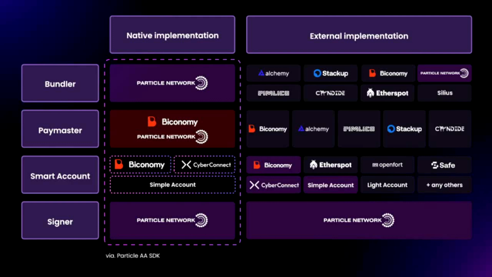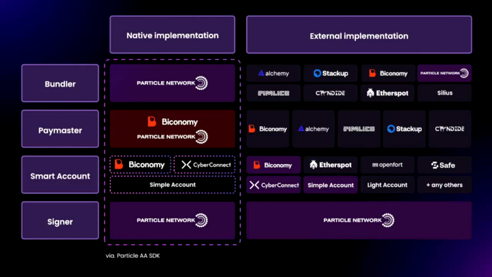This is basically a rundown of our account abstraction stack. Pretty simple. We have this idea of a native implementation and an external implementation, in which if you use a native implementation with our SDKs, then you use our in-house bundler, either Biconomy or our in-house paymaster, one of those 3 different smart accounts, as well as, of course, the signer being our Wallet-as-a-Service.